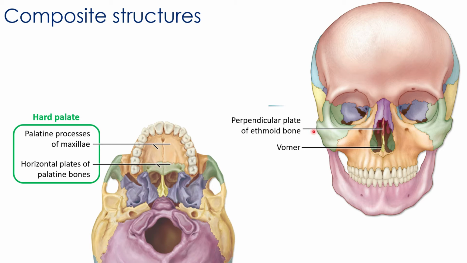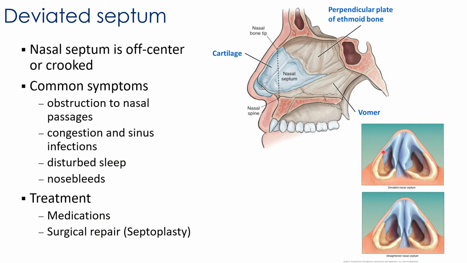And then finally, the bony nasal septum consists of the vomer, which you can see here in yellow, and then the perpendicular plate of the ethmoid bone. You may have heard of the term deviated septum before, and that is specifically referring to a nasal septum that is off-center or crooked.